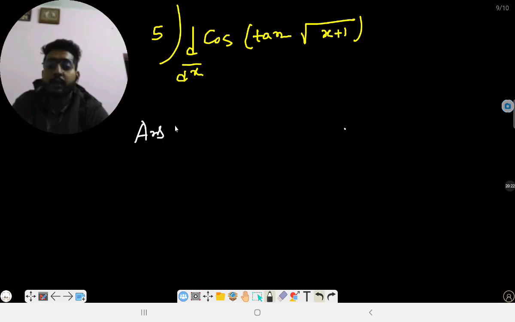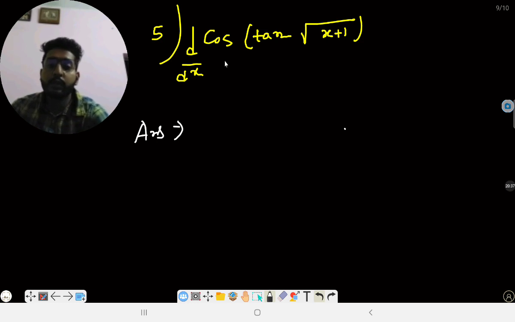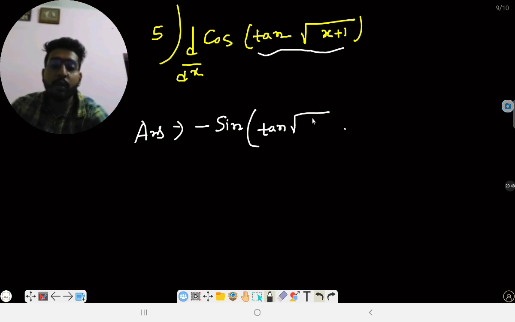Now again same thing, from the outside you have to go inside. Now first you can see here, what is the first function? Cos. Then here it is tan, then here it is root. So first it is cos here. So what is the derivative of cos? We know the derivative of cos is minus sine. So just write minus sine, and whatever be inside, you have to write it down. Tan root x plus 1. Then into. Now cos completed.